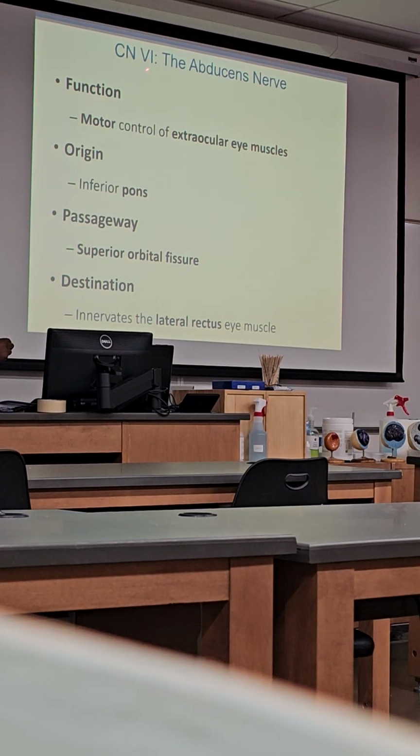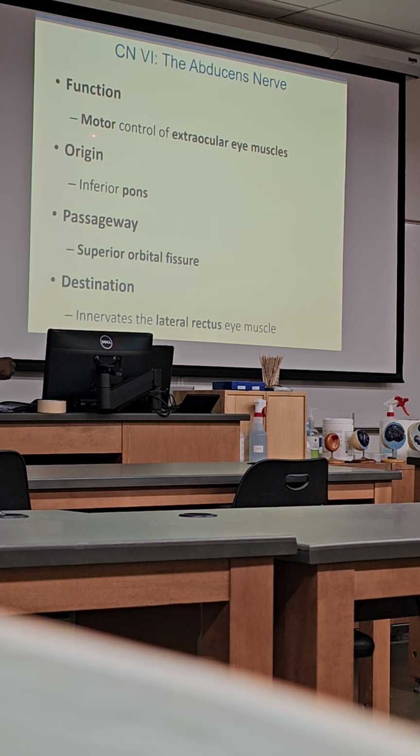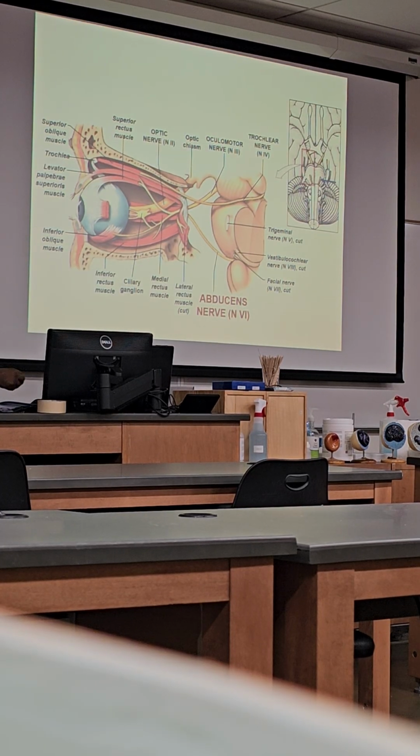Cranial nerve 6 is abducens. The abducens nerve is motor. So that means we're sending motor control out to a muscle that controls the eye, in particular, lateral rectus. It originates at the pons, goes through the superior orbital fissure, and heads to lateral rectus. Motor control of lateral rectus.